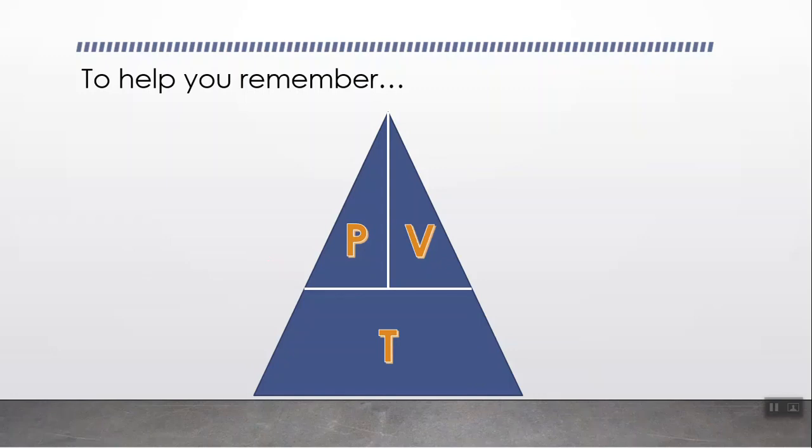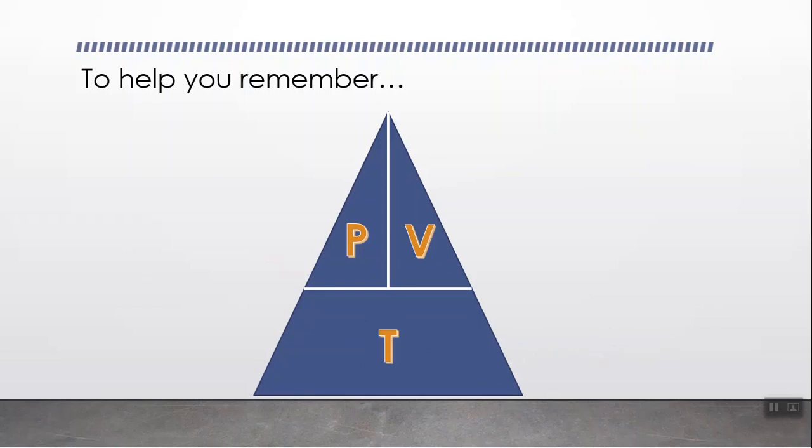Let's say you're reading a problem, whether it's a concept question or a math question. And it's giving you pressure and volume, and it's not talking about temperature. We're going to cover that up. That right there tells you the formula. P times V. P1 V1 is equal to P2 V2. That is Boyle's Law.